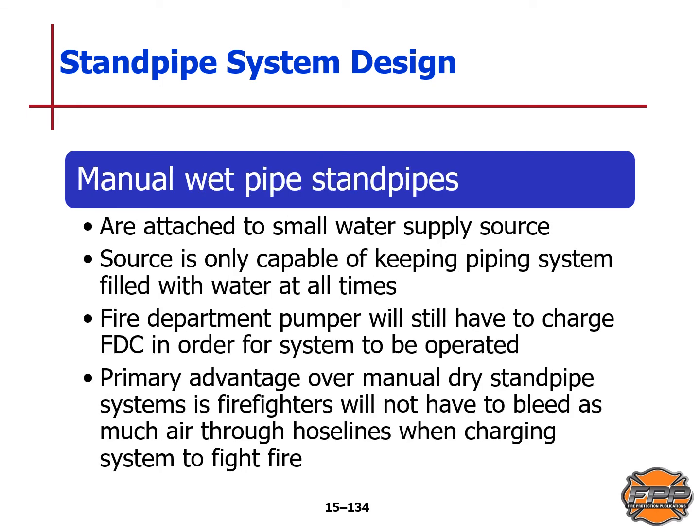Manual wet pipe standpipes are attached to a small water supply source, and that source is only capable of keeping the piping system filled with water at all times. The fire department pumper will still have to charge the FDC in order for the system to be operated. The primary advantage over manual dry standpipe systems is that firefighters will not have to bleed as much air through the hose lines when charging the system to fight the fire.